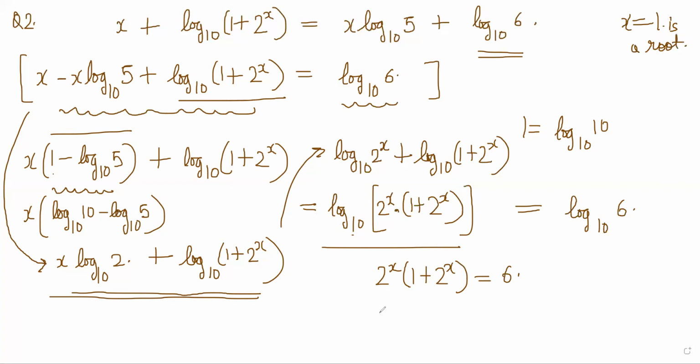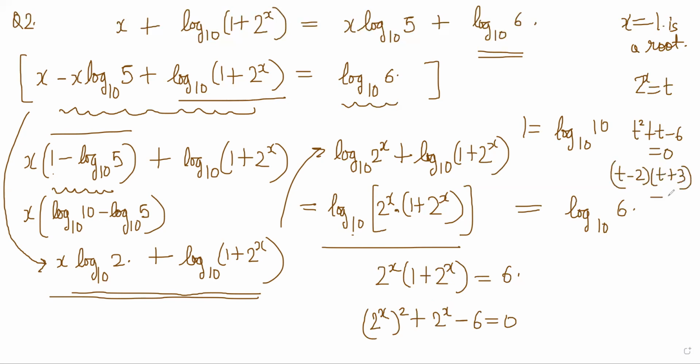Or you can do it properly also. You can write 2 power x whole square plus 2 power x minus 6 is equal to 0, right? So if you take 2 power x as t, this is t square plus t minus 6 is equal to 0. It can be factorized as t minus 2 and t plus 3 is equal to 0, right? So t can either be 2 or minus 3, but t is 2 power x. So 2 power x cannot be negative. So 2 power x has to be 2 only. It cannot be minus 3. So you're getting x is equal to 1 as a solution, right?